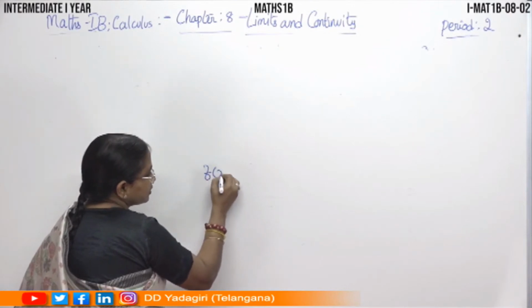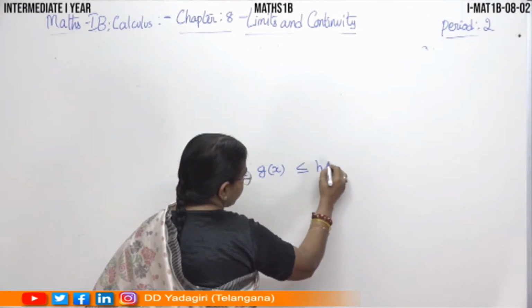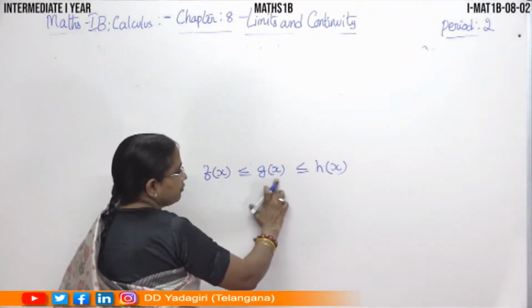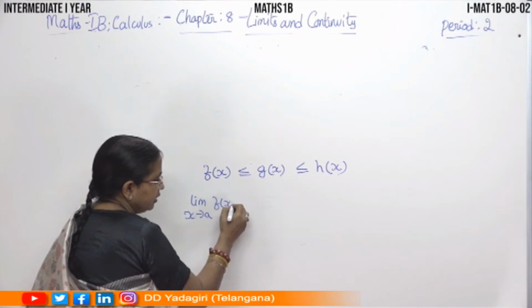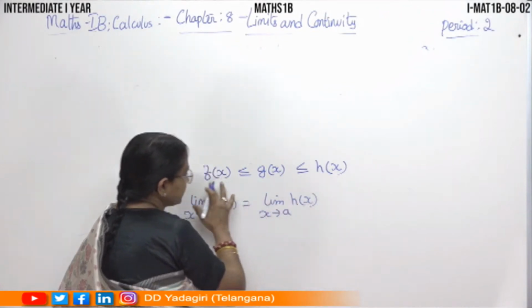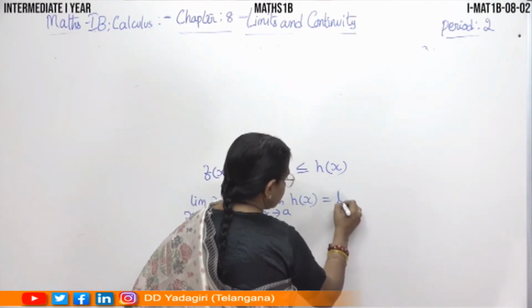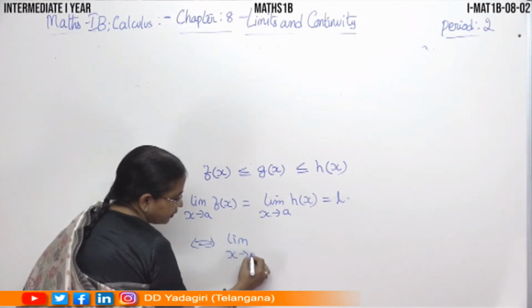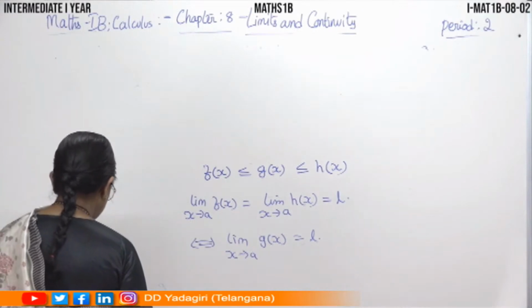It says like this. Suppose that f of x is less than or equal to g of x is less than or equal to h of x, where x is the common element in all the 3 functions. I'll write the definition now. So f, g, h are 3 functions. Now suppose that limit extending to a of f of x is equal to limit extending to a of h of x. If the limits of the first one and the last one are same, equal to some number l, then this will imply that limit extending to a of the middle function g of x is also equal to L. This is the statement of the theorem.